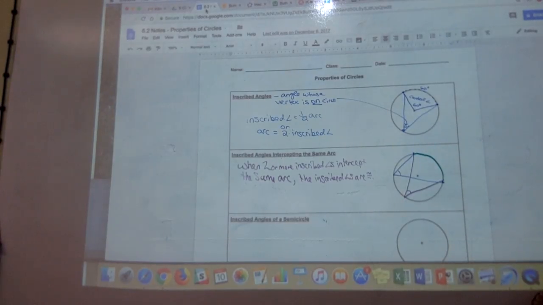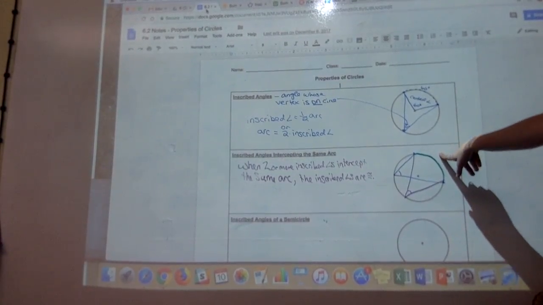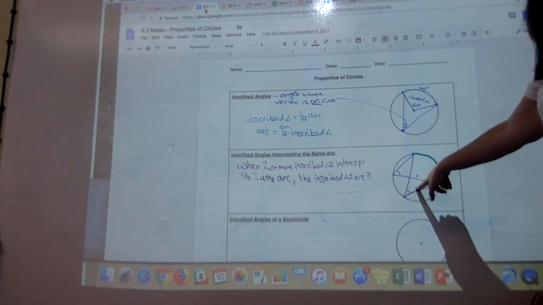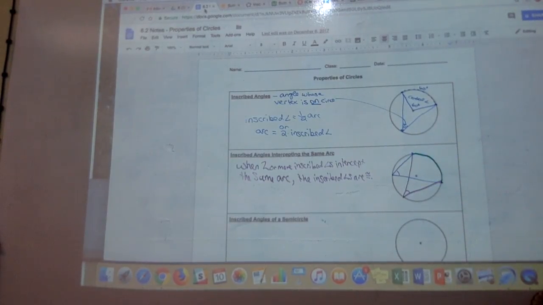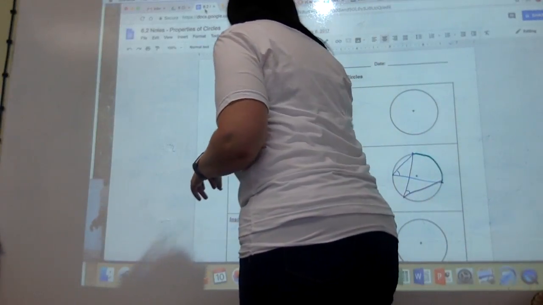So if we had to explain a proof, because they intercept the same arc, it means that they are congruent. Whatever, if this is x, this would be half of x, and this would be half of x. So they would have to be congruent. Cool. Okay? Everybody got this? Okay. So I'll show you what that looks like.